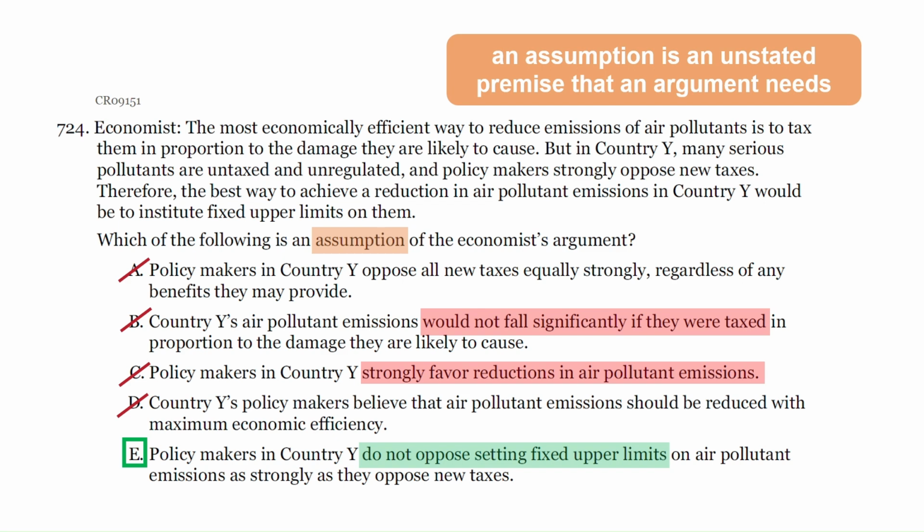Finally, notice how answer E filled a gap in the argument. It did this by having the form of a negative sentence. It was ruling out an issue that would have destroyed the argument. Many correct answers on assumption problems have this kind of form.